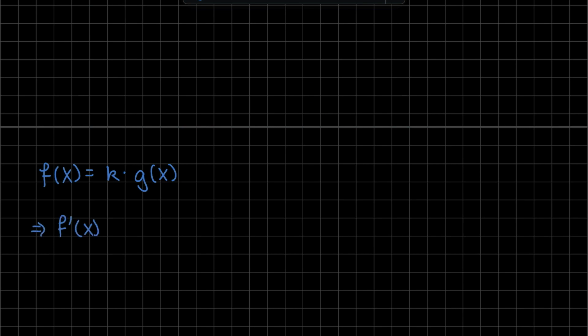Now this next function is with parameters, so we have a constant times another function g of x, and that's our original function f of x. So we copy the limit definition. We're going to have the limit as h tends to 0 of k times g of x plus h, and then subtract k times g of x all over h.